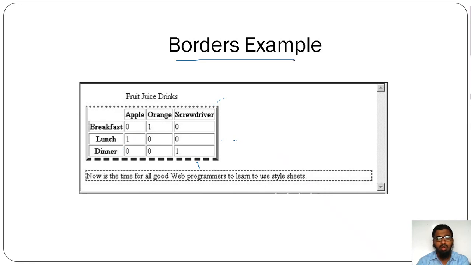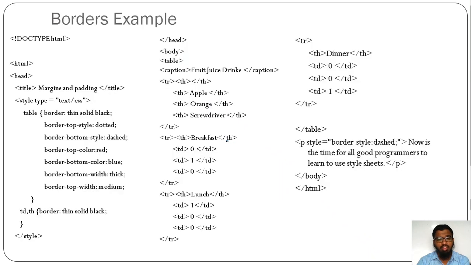So here the border example is fruit juice. This is a caption, and we have given apple, orange, screwdriver, breakfast, lunch, dinner as sample data. How do we create this, and how do we give this dashed line and dotted line? Here is the code for that.